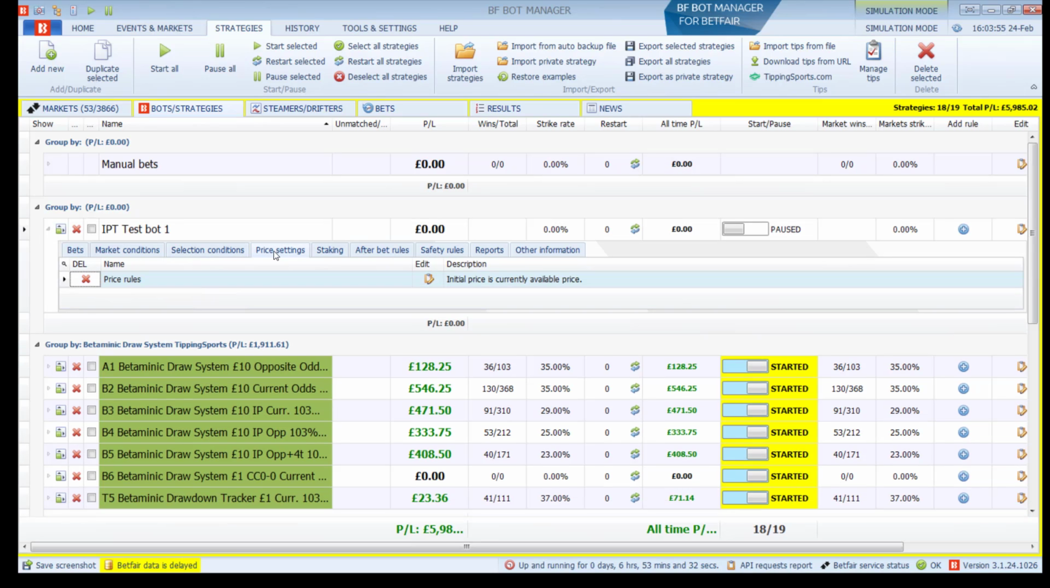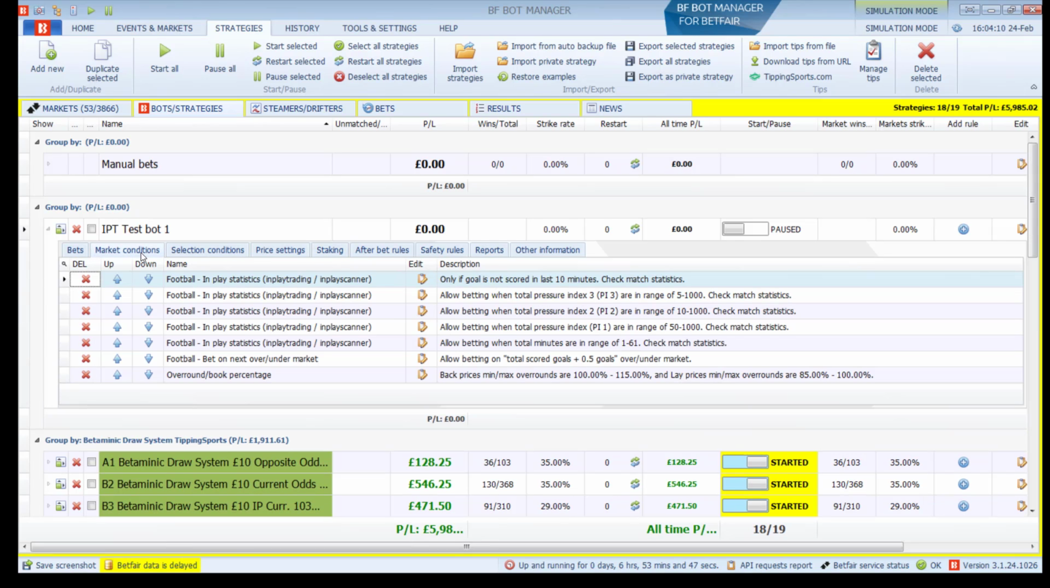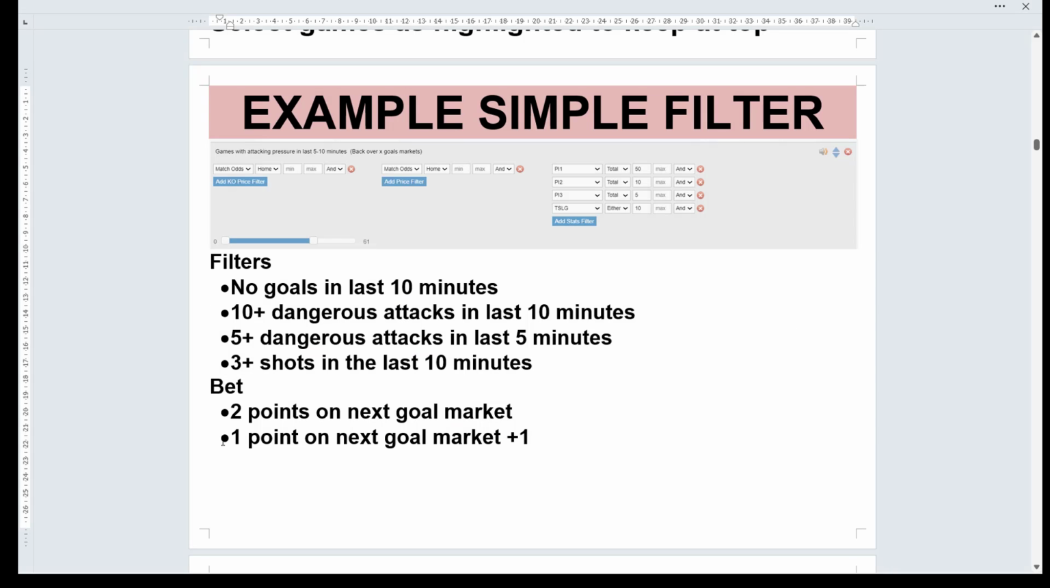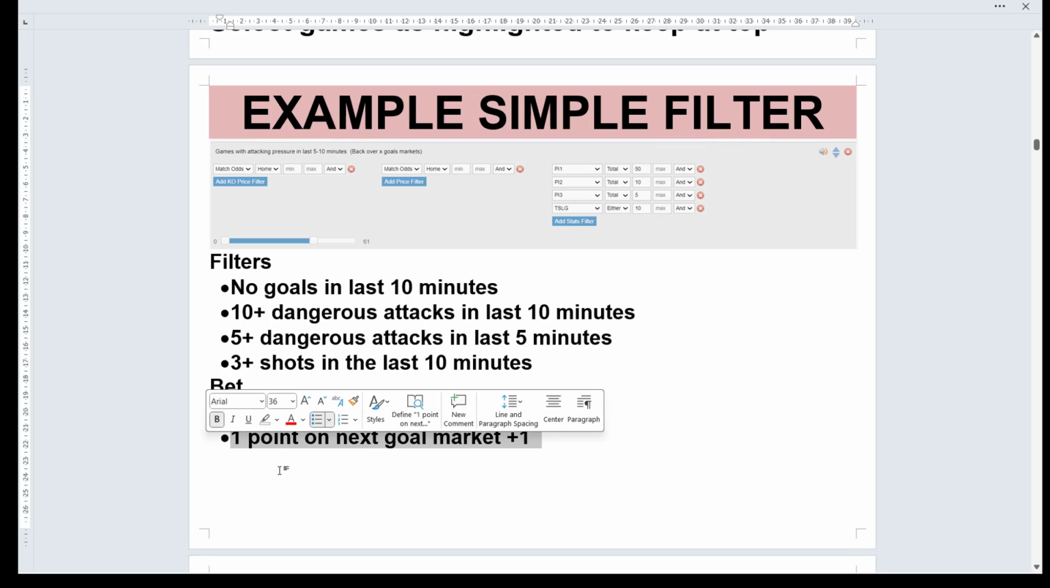My price settings, I'm going for the current price, and staking is 1. This is a test bot, so I always do level stakes, £1 for test bots, because I just want to know what the ROI is going to be and how many points it is going to make. So I leave it at 1 point for test purposes. And that's ready, and I can just switch that on now. It's ready to go.